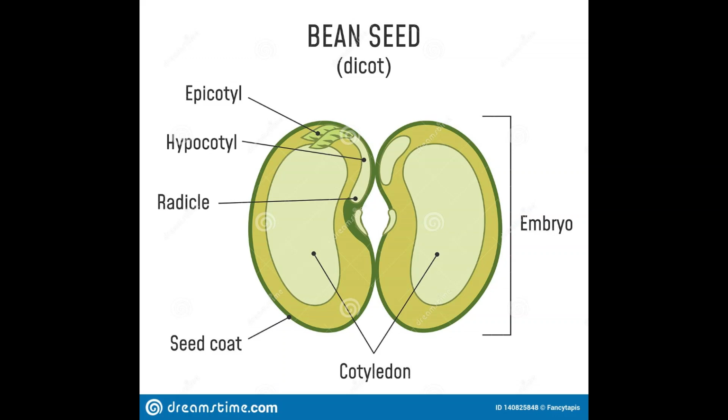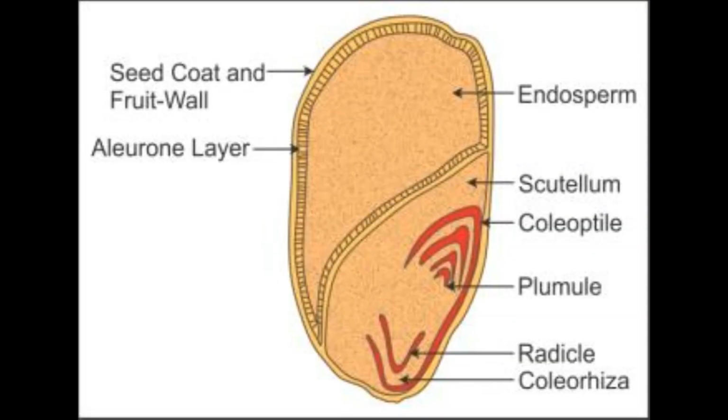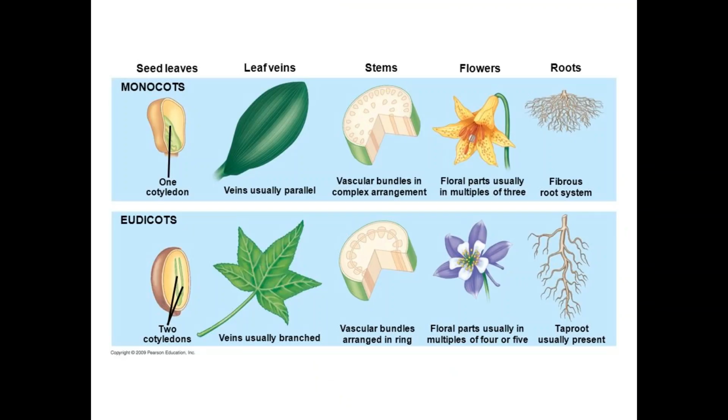The seed also has two seed leaves, or it may be one seed leaf. Some seeds like gram, bean, pea have two seed leaves. They are dicotyledon seeds or dicot seeds. And some seeds like maize, rice, wheat have only one seed leaf. They are monocotyledon seeds or monocot seeds.